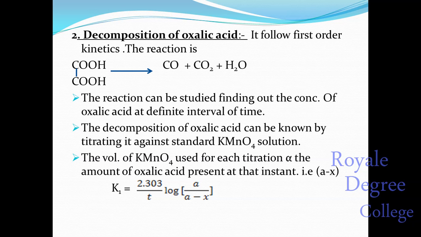time. So here in this case the decomposition of oxalic acid can be known by titrating it against standard potassium permanganate solution. So the volume of potassium permanganate used for each titration is directly proportional to the amount of oxalic acid present at that instant, that is A minus X. So here you can see the equation K1 is equal to 2.303 by t log A by A minus X.